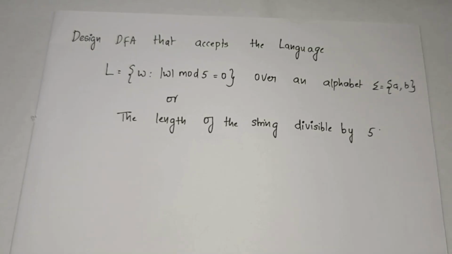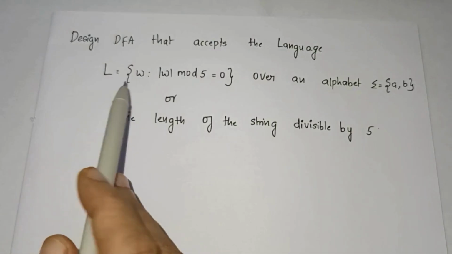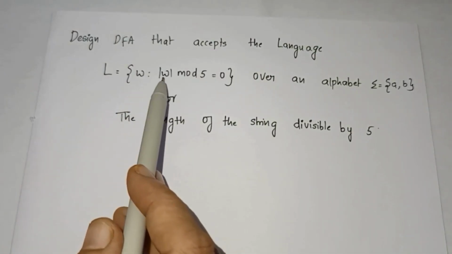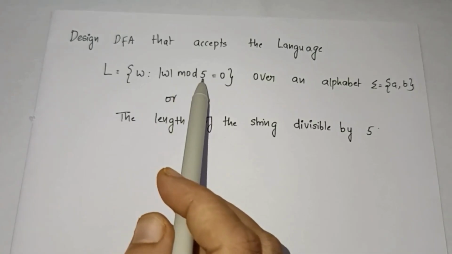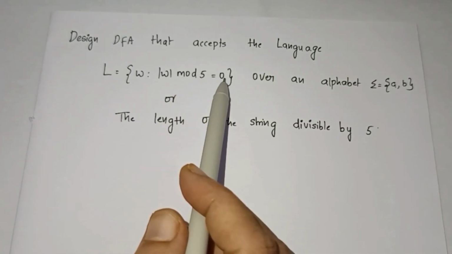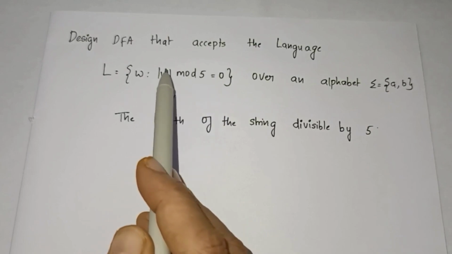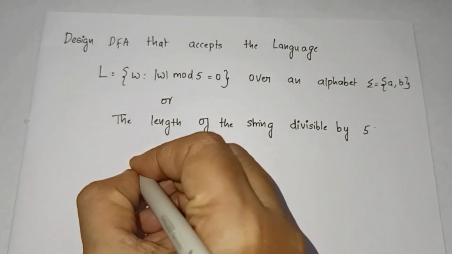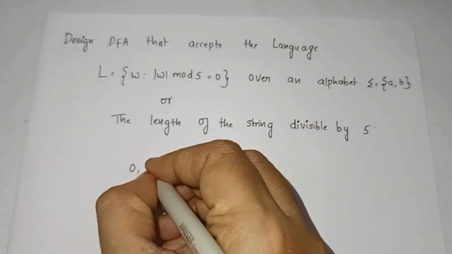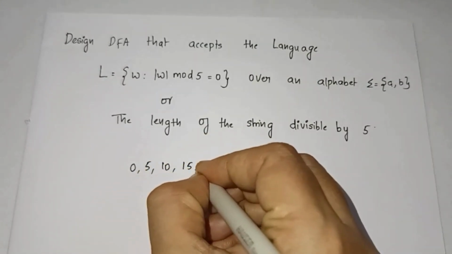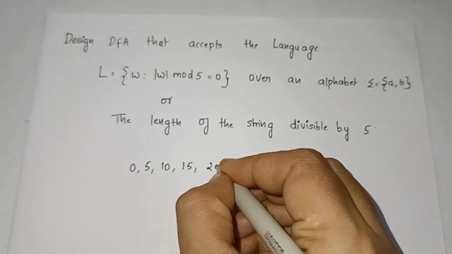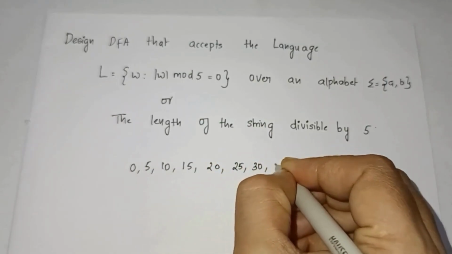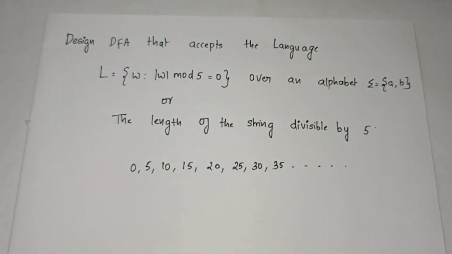Same way, we will consider this a regular language. W is a string. Modulus W means the length of the string. If you divide that by 5, the resultant remainder should be 0. If it is not 0, then that string shouldn't be accepted. This question says the length of the string should be 0 or a multiple of 5. So definitely 0 will be there. Next is 5, 10, 15, 20, 25, 30, 35. Like this, the length of the string should be.